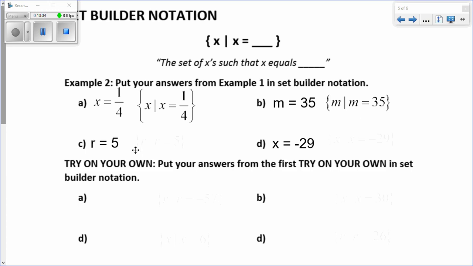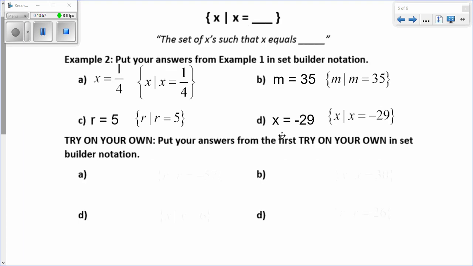Okay. C, it's a set of r such that r equals 5. And D, a set of x such that x equals 29. So the only thing you need to remember is the line, that extra variable, and then the braces around it. That's the only extra stuff that you're going to have to do to put it in set builder notation versus just writing the answer. Okay?